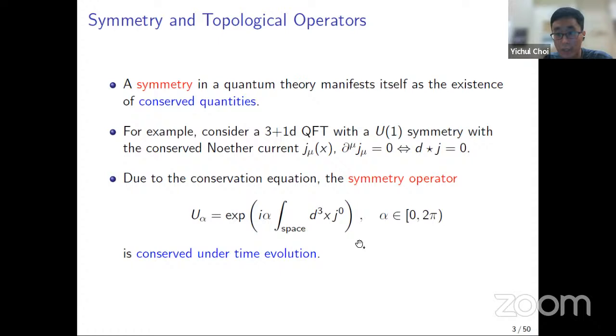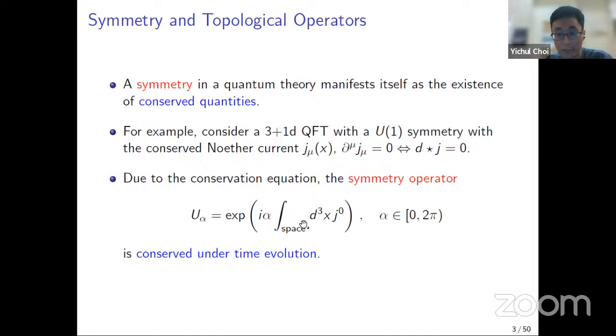We can construct the charge operator by simply integrating the charge density across the whole space. And to each group element alpha, which in this case will be some 2π periodic angle, we can construct the associated symmetry operator U_alpha by simply exponentiating the charge operator.